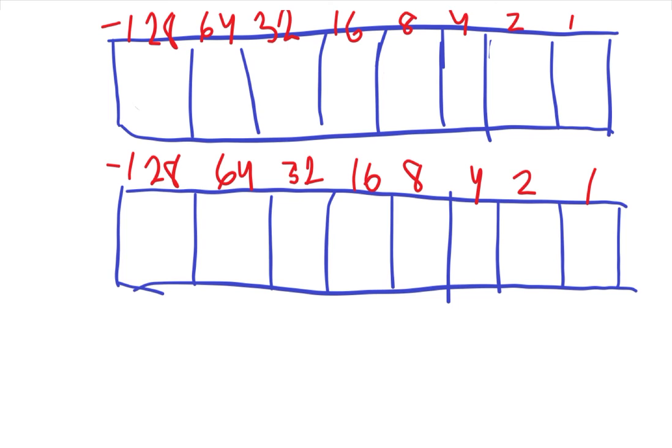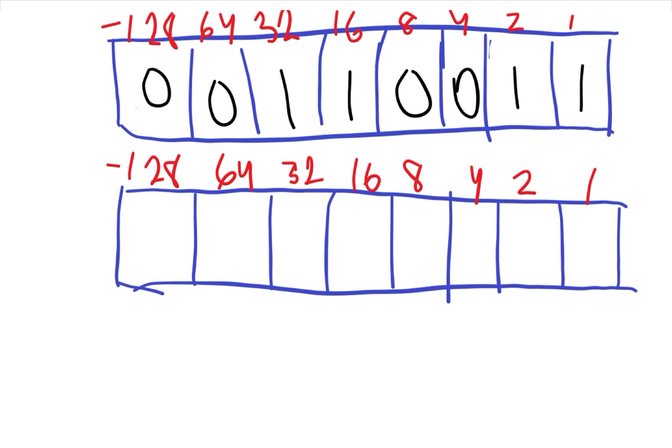It is important to realize when applying 2's complement to a binary number that the leftmost bit always determines the sign of the binary number. A 1 value in the leftmost bit indicates a negative number, and a 0 value in the leftmost bit indicates a positive number. For example, 0, 0, 1, 1, 0, 0, 1, 1 represents 51. But 1, 1, 0, 0, 1, 1, 1, 1 represents negative 49.